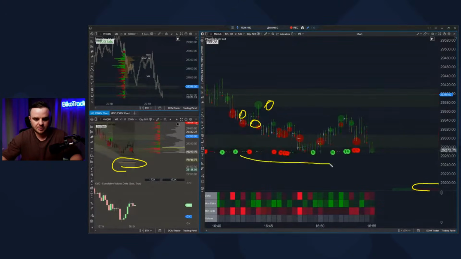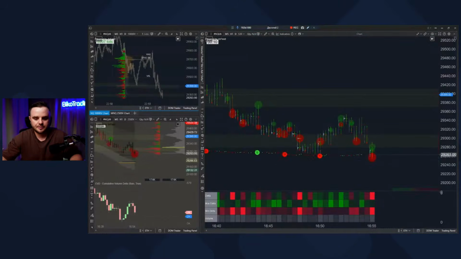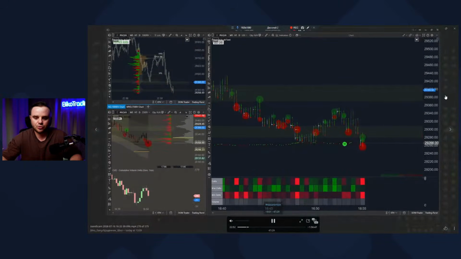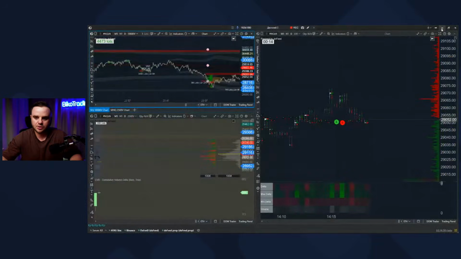At this moment, I can see this is the tape. I can see the aggression. I can see that most of the volume traded exactly here. Write plus in the chat if any one of you use a heat map, and write minus if you don't use a heat map.